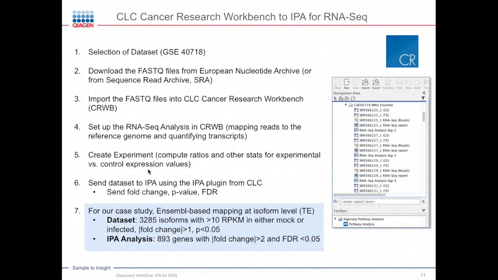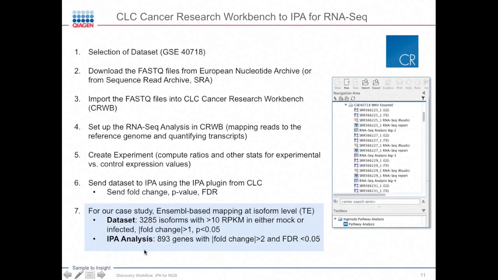And then, like I said, you just quickly send it to IPA using a plugin, which you can download from CLC. We're sending the fold change, the p-value, and the false discovery rate, the q-value. So long story short, for our case study, we used Ensembl-based mapping at the isoform level. So these are individual transcripts per gene. And the data set ended up with 3,285 isoforms when we required greater than 10 RPKM in either the mock group or the infected group, an absolute fold change greater than 1, and a P less than 0.05. So that's the data set.